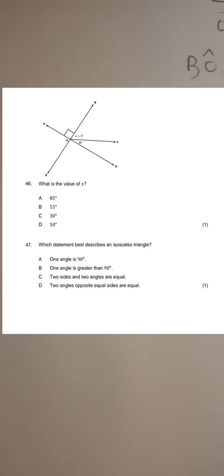Which statement best describes an isosceles triangle? Guys, A, one angle is 90 degrees. Does an isosceles triangle have one angle which is 90? B, one angle is greater than 90. Is that a property of an isosceles triangle? Is that the statement which best describes an isosceles triangle? C, two sides and two angles are equal. Is that the statement that best describes an isosceles triangle? Or D, two angles opposite equal sides are equal.